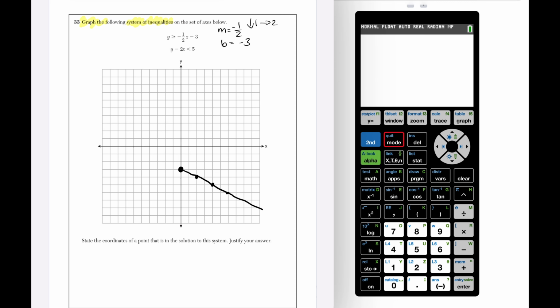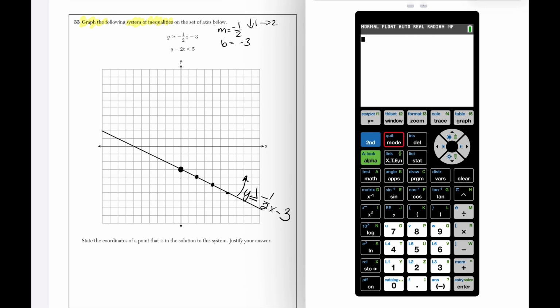So I could just do this and just continue drawing that line out. And I could do the same thing here. I'll just continue it in the other direction. And here's my line. Now, because it's underlined, I can actually make this a straight line. So this is y is greater than or equal to -1/2 x minus 3. And I know that I'm going to shade up for this one.